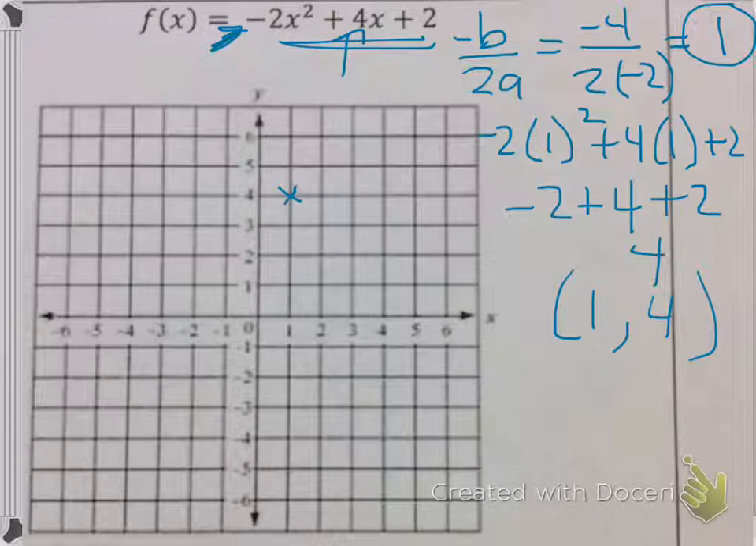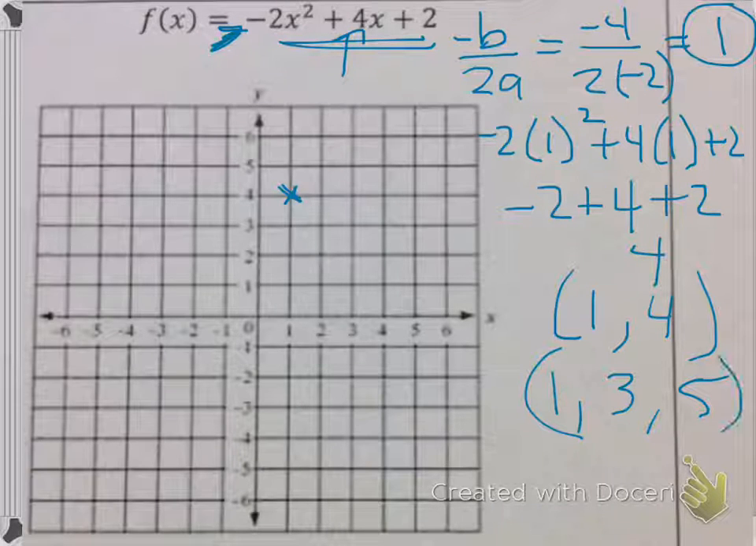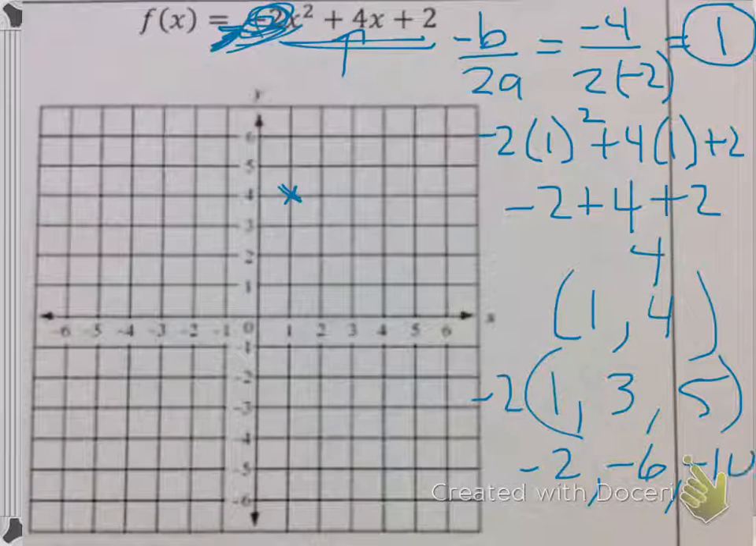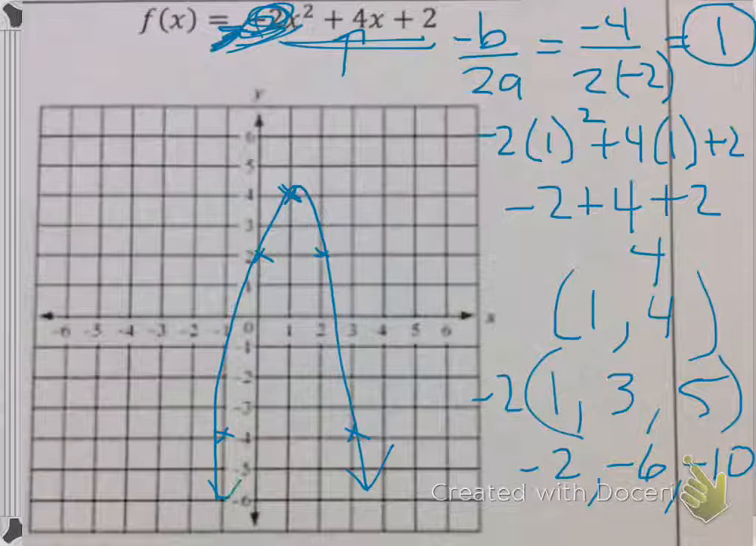I know I'm going upside down because of the negative out in front, and my pattern is normally 1, 3, 5, but I get to times my pattern by the number in front of the x squared term, which is up here as a negative 2. So my pattern's negative 2, negative 6, negative 10. So I go over 1, down 2, over 1, down 6 for my ordered pairs. And I just draw my graph through those ordered pairs just like so.